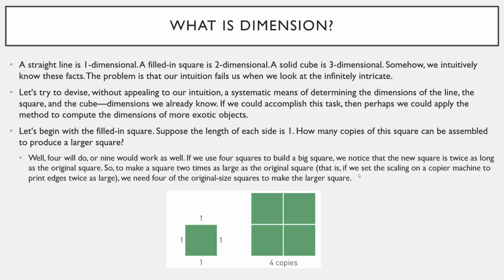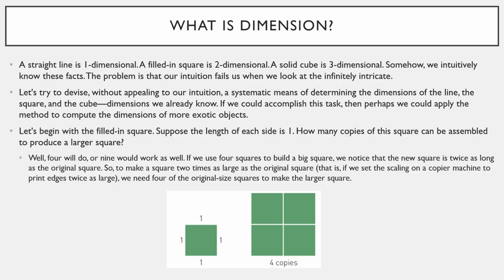Let's begin with the filled-in square. Suppose the length of each side is 1. How many copies of the square can be assembled to produce a larger square? Well, 4 will do. If I copy this 4 times, this is what's important, I'm scaling it to get double the size. To get it bigger, I need 4. Or you could do 9 as well.